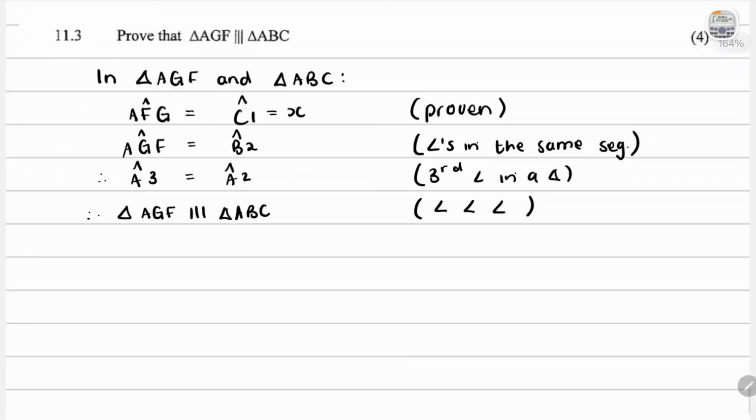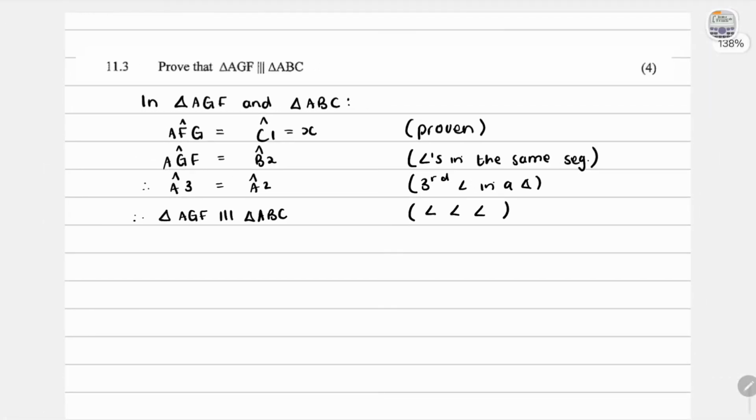And you have to state this because this is not the only way that triangles can be similar. They can also be similar if their sides are in proportion. But they didn't give us any length, so we don't have to focus on that. Okay, so that is it for 11.3. Moving on to the next question.